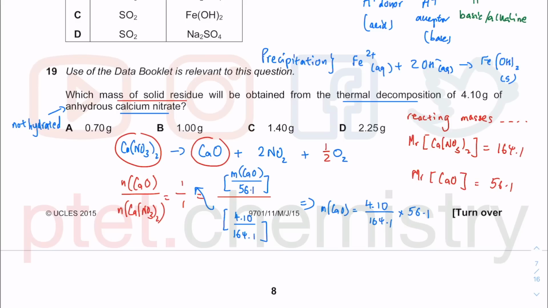So it's all about rearrangement of equations after you set up your mole ratio and mole calculation correctly. Okay, so 1.4016. The closest one will be 1.40 gram to 3 significant figures. That's option C there.